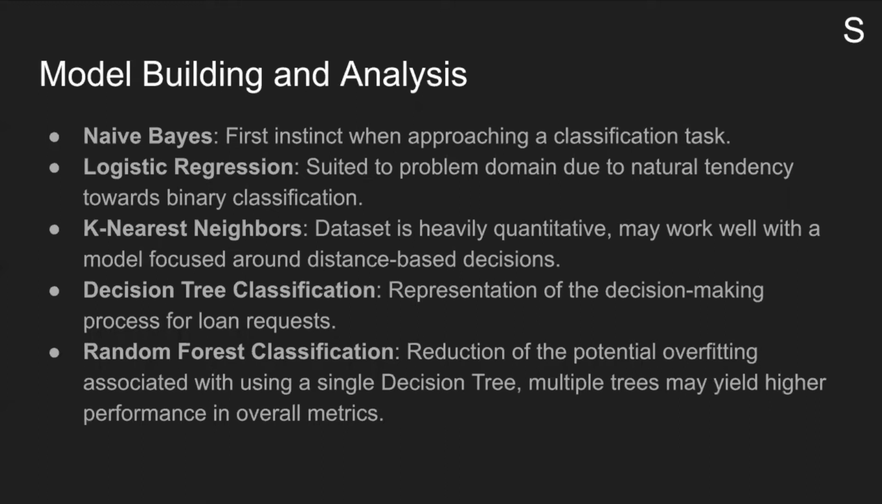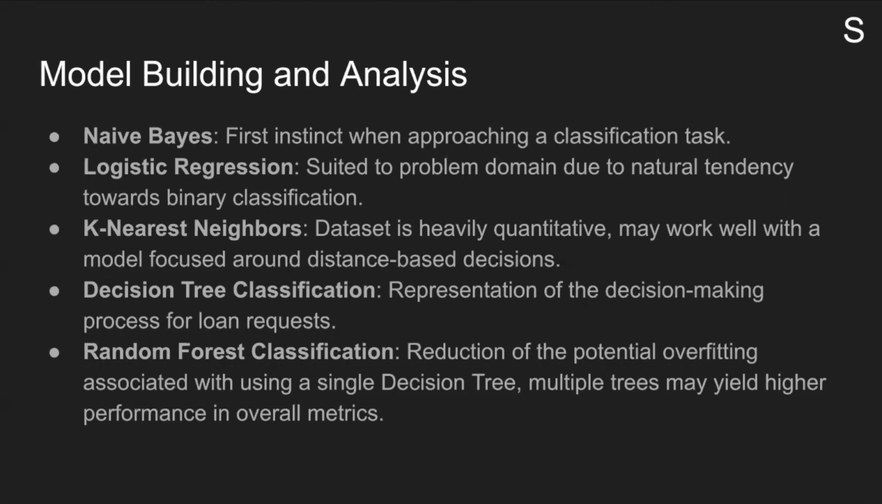So when we got to building our models, we used 5 different models and tried them out to see what kind of performance they would give. First of all, we chose to try out naive Bayes and logistic regression because when it comes to a classification task, these are often the first 2 that people think of. Especially with logistic regression, we wanted to try that out because it's very well suited towards a binary classification task. We looked into k-nearest neighbors because most of our data in this data set is quantitative, and we thought that quantitative data would work well with a model focused around making decisions based on distance functions.